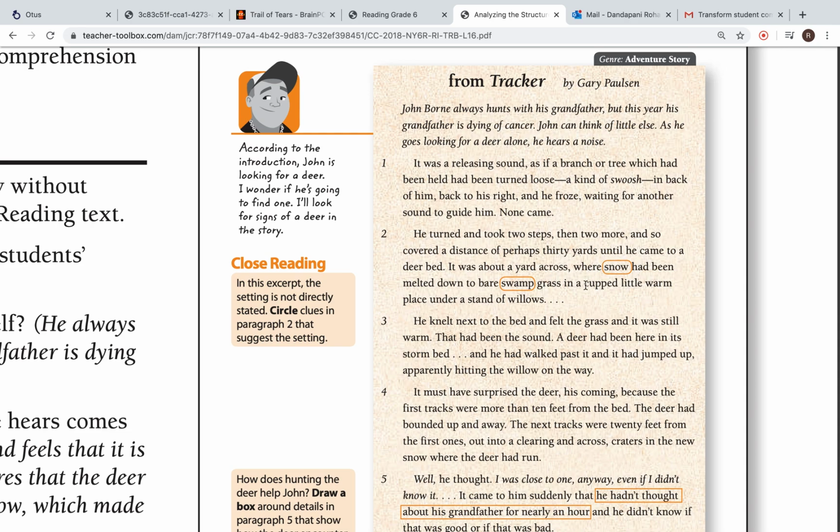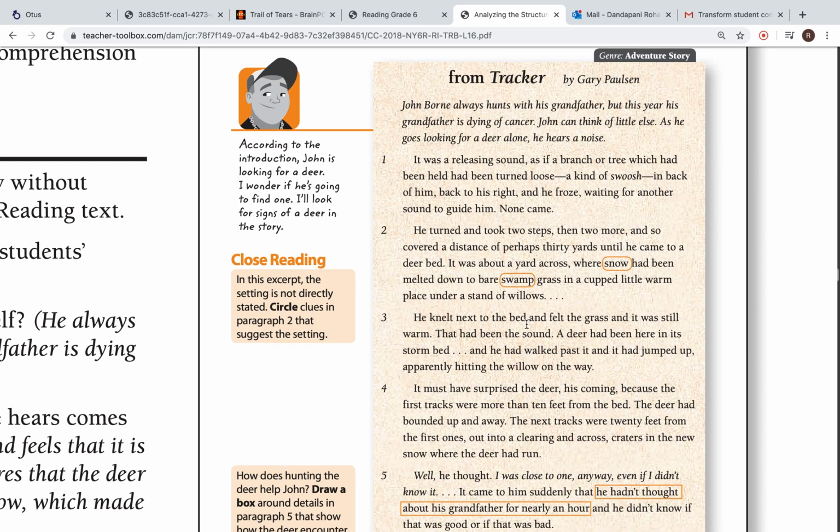So these are the 2 words that we can circle that give us some clues about where the story takes place. All right, let's continue.